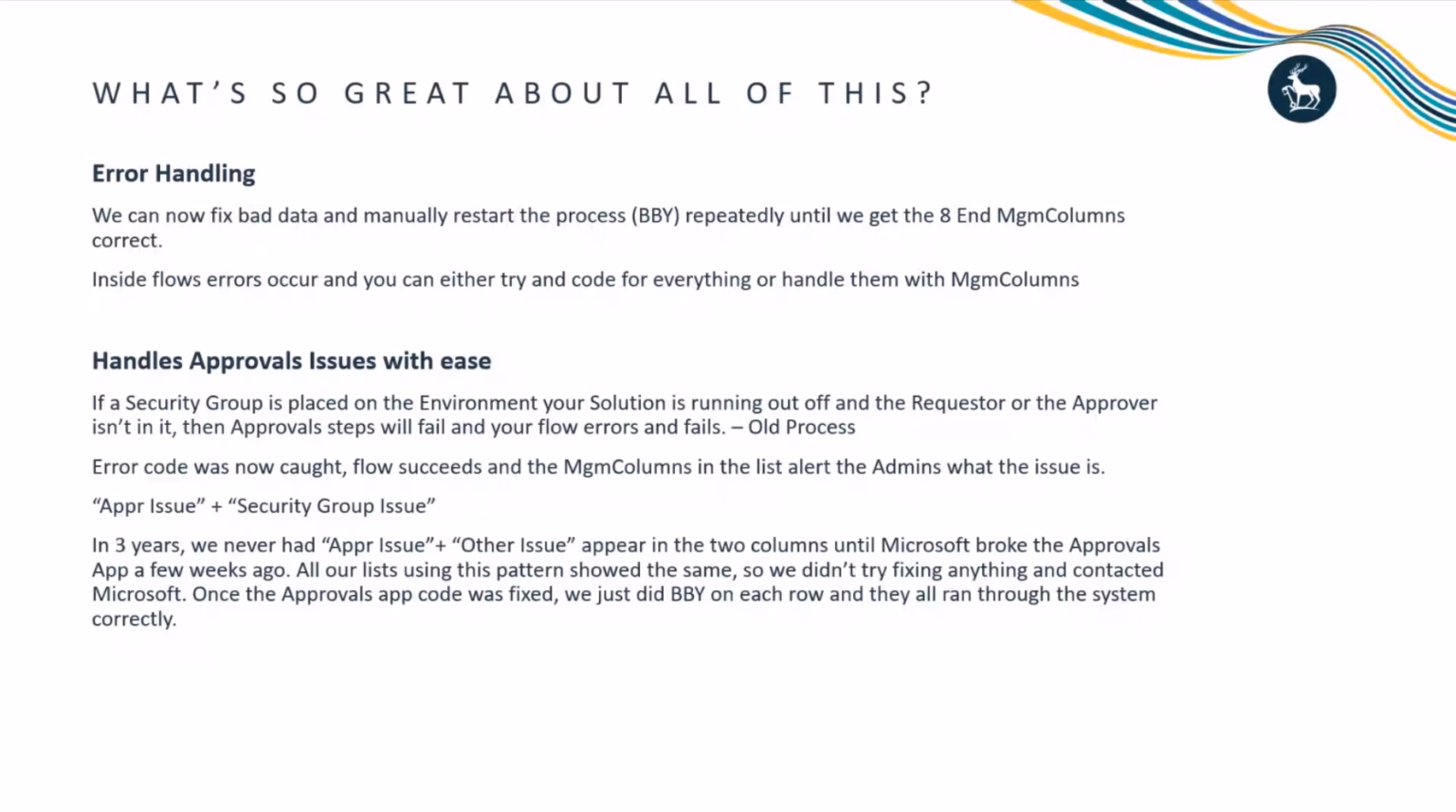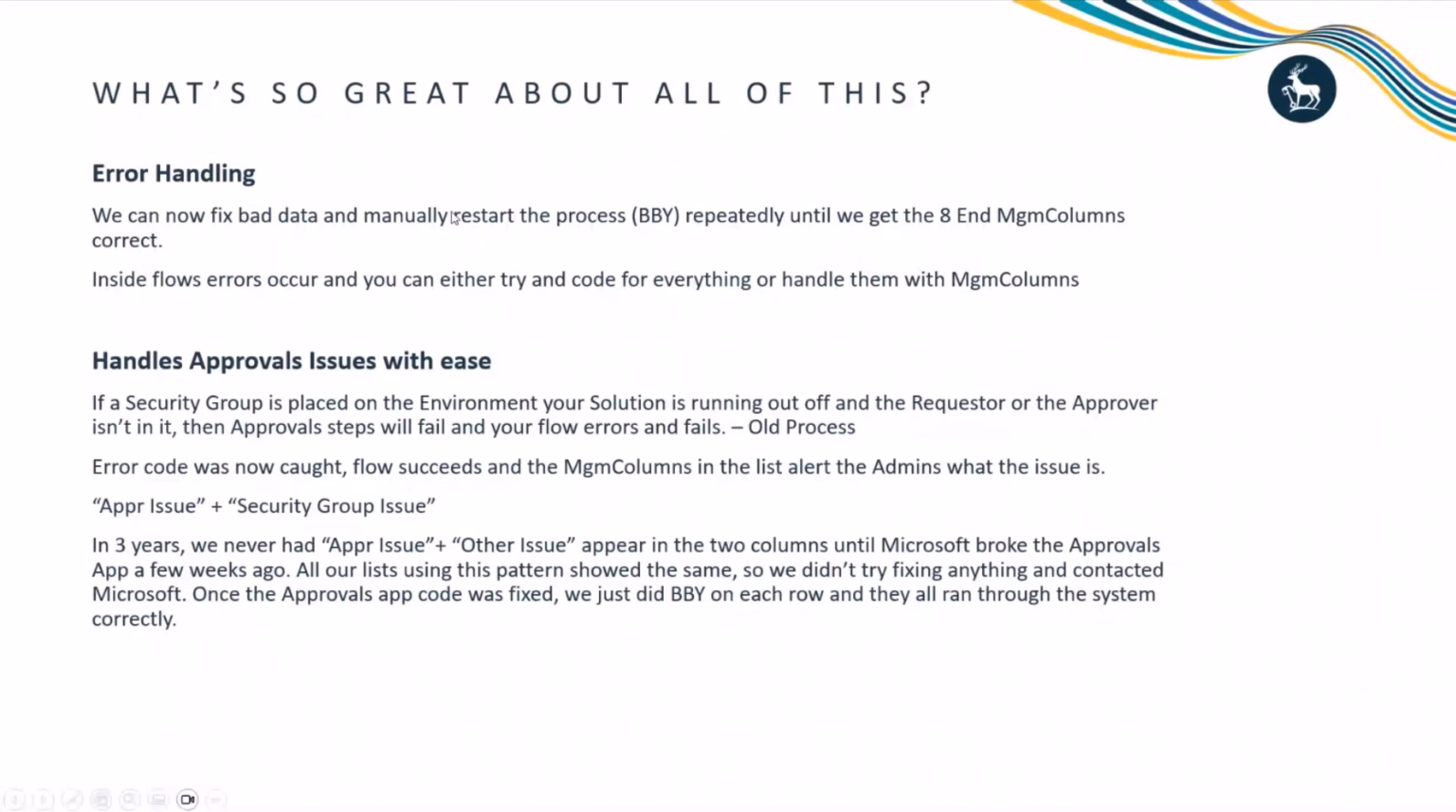Flow errors can occur everywhere, but when you're inside a flow, just put a management column afterwards when you expect something to go wrong, or if you think possibly something's going to go wrong. Put a management column in and change its value so you know something's happened and you know where it broke.